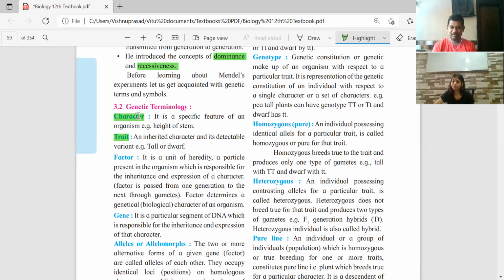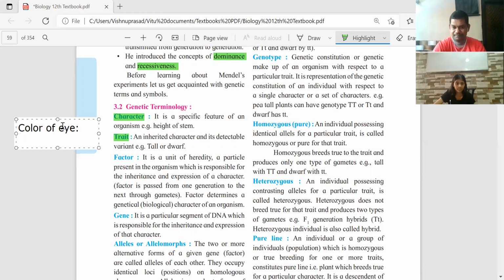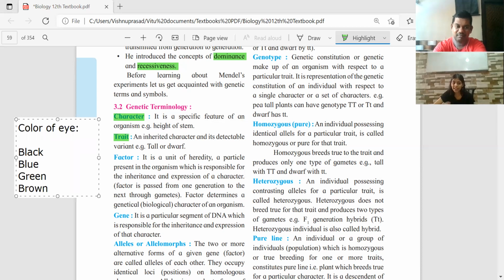Variant, or variety. Yes, for example, listen. Let's show you like this. Suppose I say in human beings, color of the eye is a character. So what are the possible colors in human beings? Blue, green, black, brown. The most common is black. It can be blue, it can be green, it can be brown, okay? It can be gray.